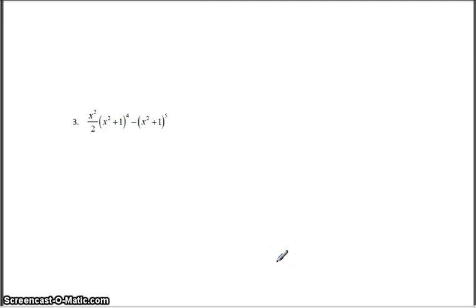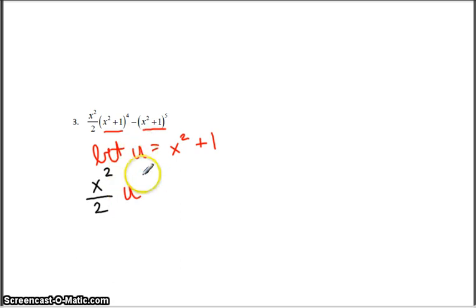Our last example for today, again, if you look in the parentheses, there's an x squared plus 1, so we will let U equal x squared plus 1. Rewrite the problem, x squared over 2 times U to the 4th minus U to the 5th.